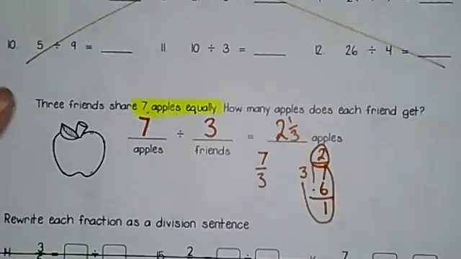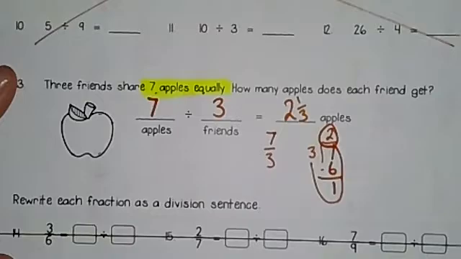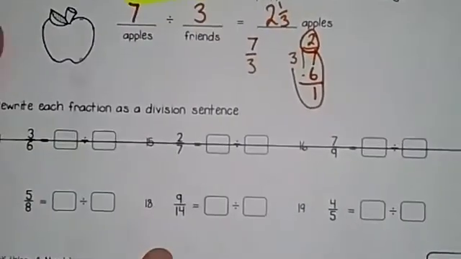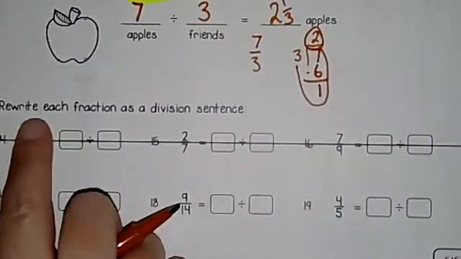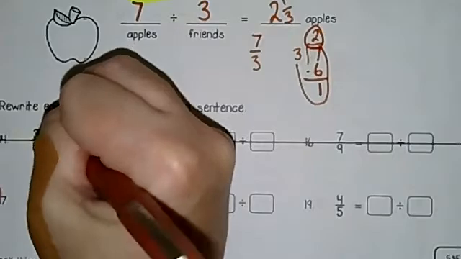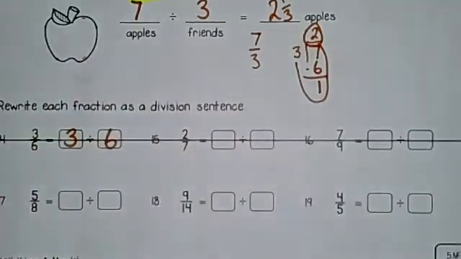Good, Sammy. All right, I want you to take all of these and write them as division sentences. I'll start the first one. 3/6 is 3 divided by 6. You do the rest.